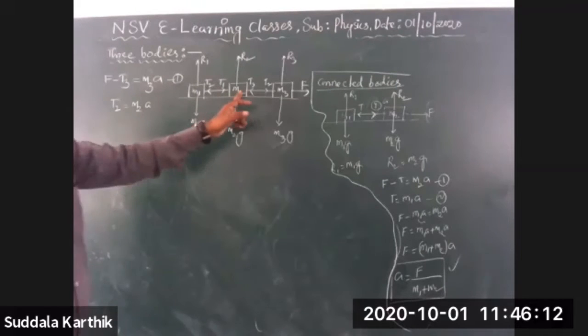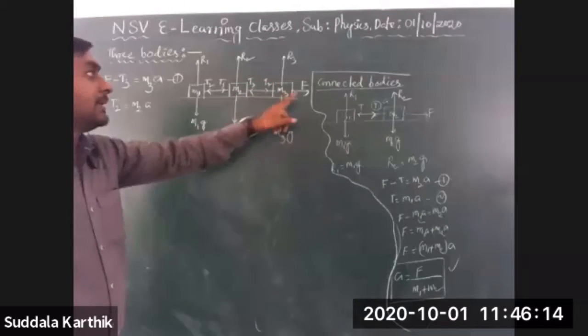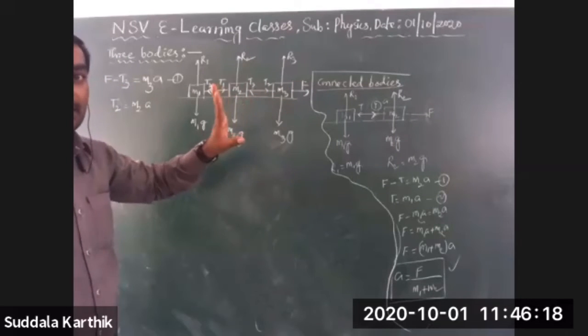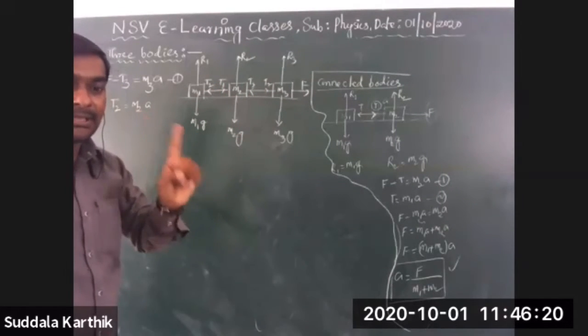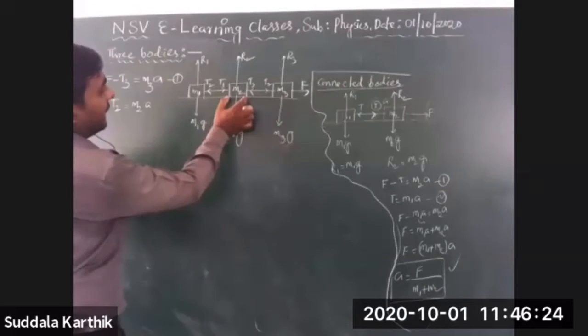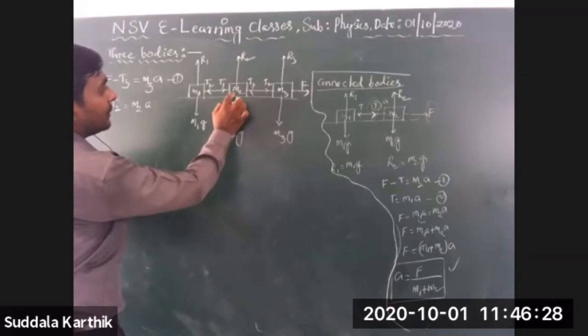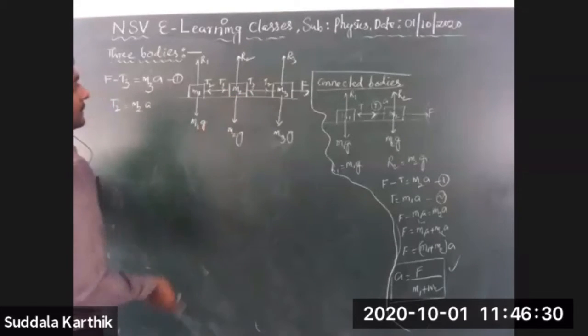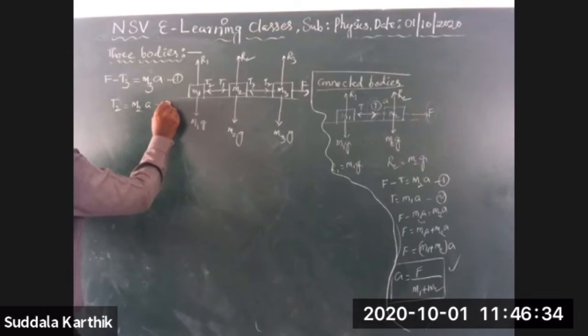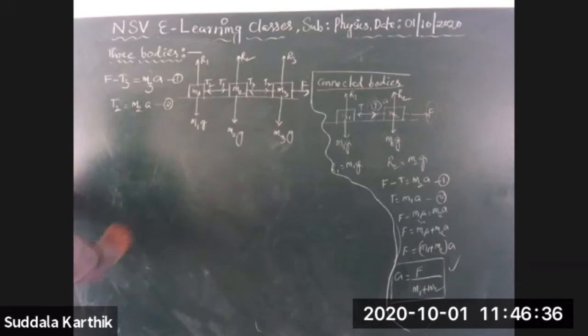Because extra force is not acting on this one. Here extra force is acting, that's why these two are not cancelling here. See here, T2 is equal to only M2A. T2 is acting, that is equal to M2A. Let it be equation number 2. Next, on M1.